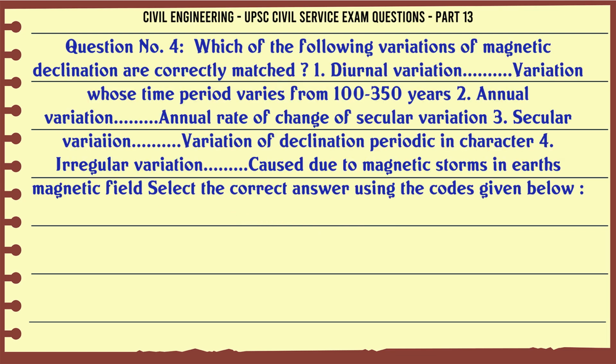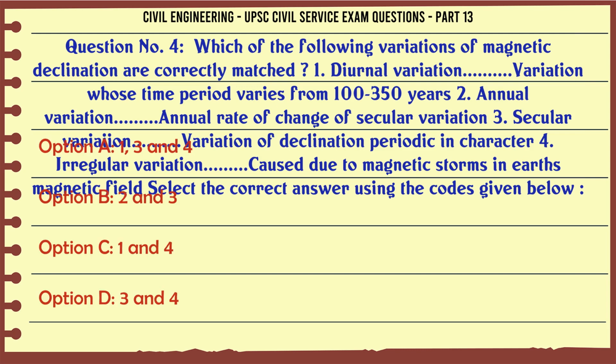Which of the following variations of magnetic declination are correctly matched? 1. Diurnal variation, variation whose time period varies from 100 to 350 years. 2. Annual variation, annual rate of change of secular variation. 3. Secular variation, variation of declination periodic in character. 4. Irregular variation, caused due to magnetic storms in Earth's magnetic field.